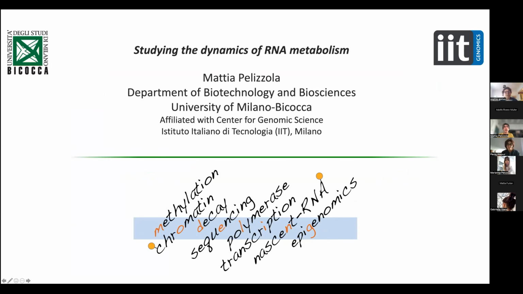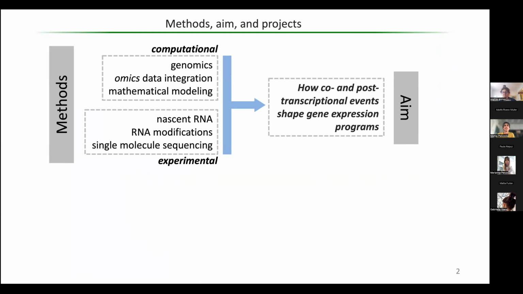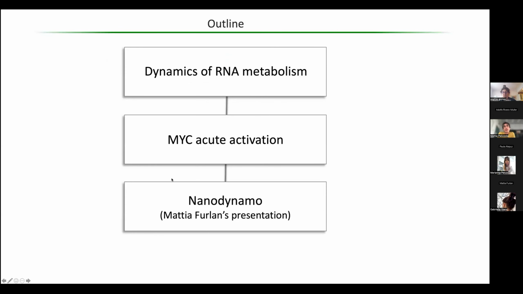So yes, today we will talk about dynamics of RNA metabolism. In my shorter introductory presentation, I will try to describe what we mean by this term, and then I leave the stage to Mattia for the actual scientific presentation. In our group, we apply computational and experimental approaches to understand how post-transcriptional events shape gene expression programs. In this introduction, we'll cover the concept of dynamics of RNA metabolism, I will illustrate very briefly an application of it, and then I'll leave the stage for going into the details of Nanodynamo by Mattia Furlan.